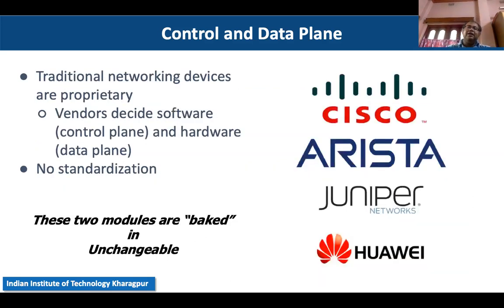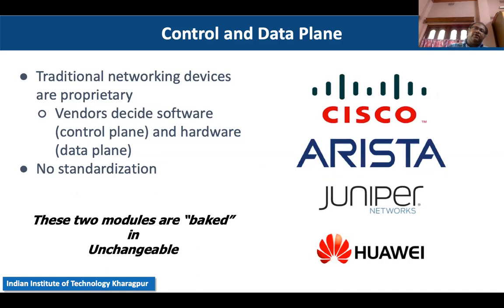Now, traditionally, networking devices are proprietary. The vendor decides the software and the hardware. That means the control plane, which is the software module, and the data plane, the hardware module, and there is actually no standardization. So typically, whenever you purchase a router from Cisco, you will get the Cisco IOS, which is the routing operating system, and they have their own configuration.